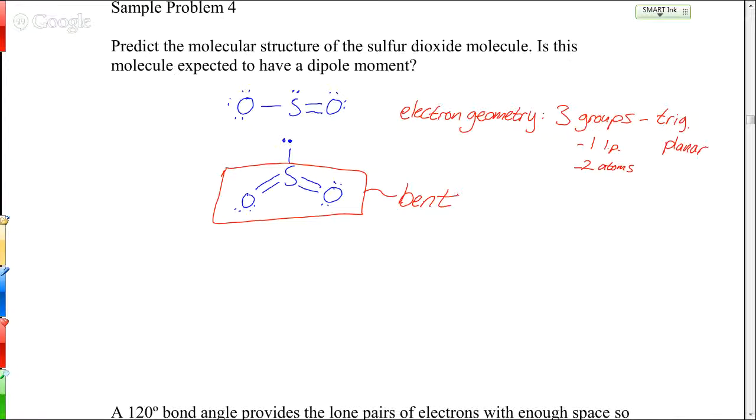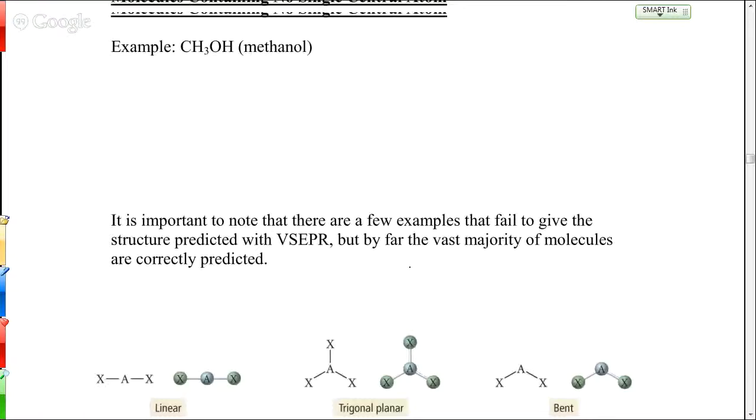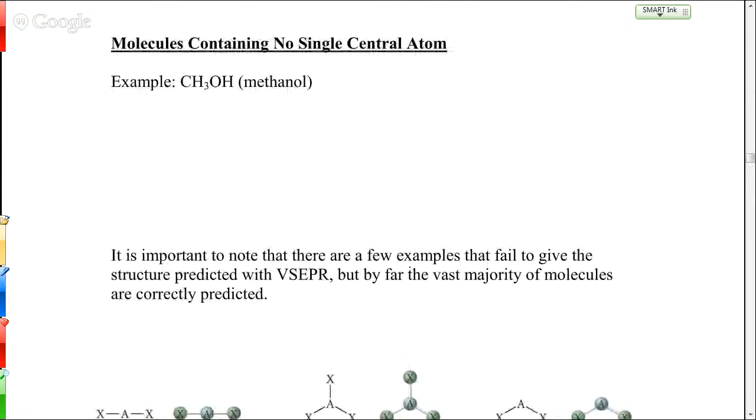It's not like saying, I know carbon dioxide is linear, so sulfur dioxide must be linear too. It doesn't work like that. You've got to look at the electrons and figure out what the shape's going to be. All right, what happens when there's not really a central atom? How do we determine the geometry? The answer is we sort of don't.